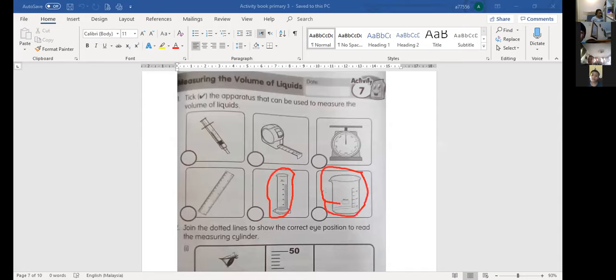Another one, we can also use syringe. Yang macam awak makan ubat tu, we will use syringe. So this one also we can use to measure the volume. Syringe tu kalau kita makan ubat, you will use syringe kan? Ada yang 5 ml, ada yang 3 ml. So you can use this syringe to measure the volume of liquid. So this is the answer. I want you to tick syringe, measuring cylinder and also beaker. Okay, let's proceed to the next question.